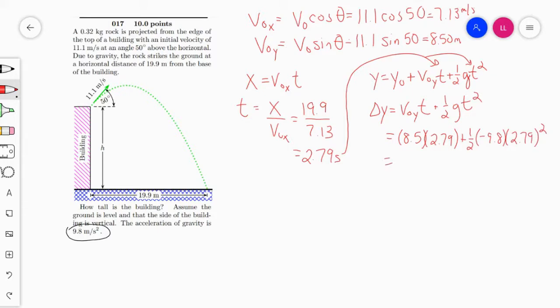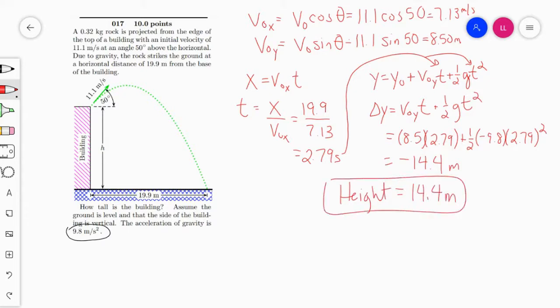Okay, so if you're going to do this in one shot in your calculator, make sure you put in parentheses and type it in. Our answer is going to be, now this ends up being negative, okay, but understand the height is just simply the positive answer of that. So the building is 14.4 meters tall. Okay, and so this is how you would work a question as such.